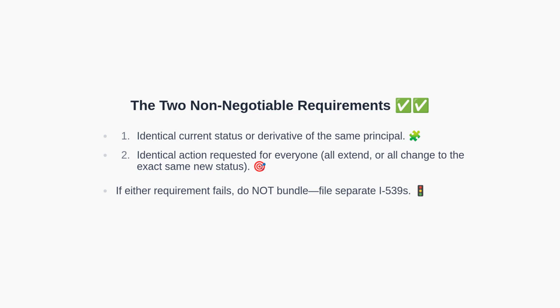There are two non-negotiable requirements for bundling co-applicants on a single I-539 with I-539A supplements. First, every co-applicant must currently hold identical non-immigrant status, or a derivative of the same principal. Second, they must all be seeking the exact same action, whether that is an extension or a change, and to the same target status if changing. If either of these requirements is not met, do not bundle the filings. Instead, file separate I-539 applications for each person.